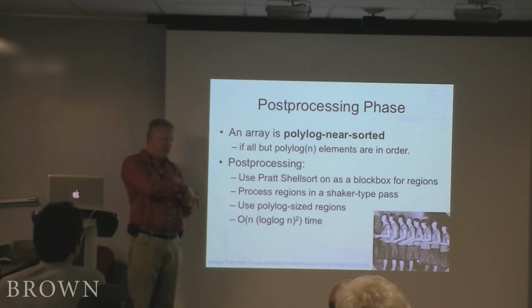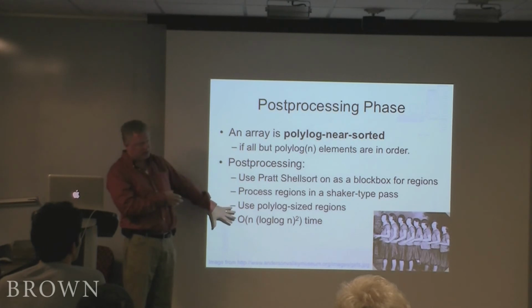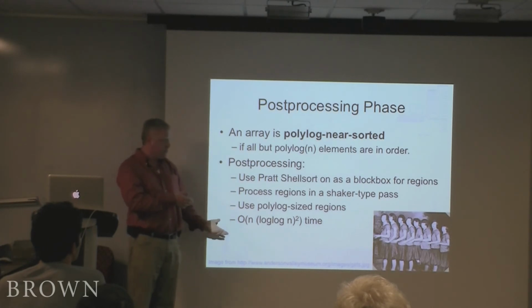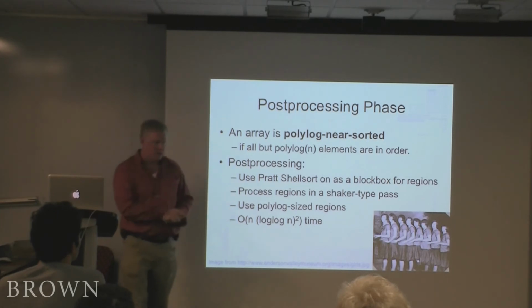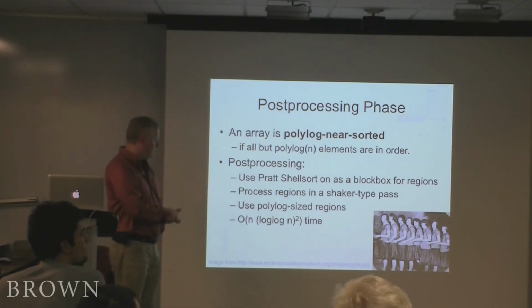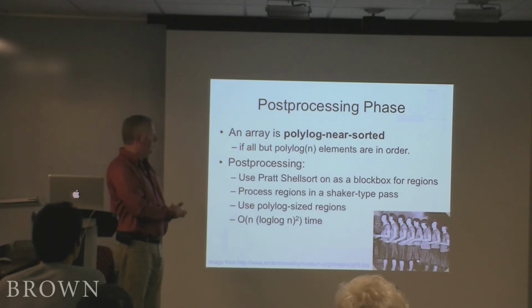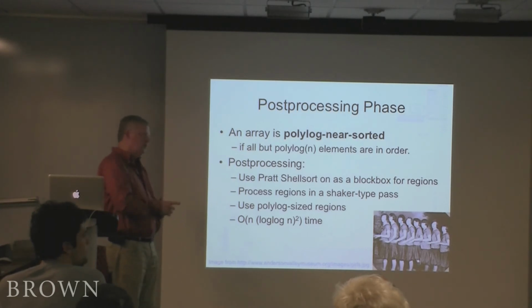When you say for the sake of the proof, you mean experiment? I have a proof of correctness, but in order for this to go through, I'm going to add this post-processing step. I don't think it's needed. In the experiments I did, I never did this, and it's sorted all the time. You conjecture that there's a proof that it works without this step? Yes. How do you determine that all the polylog elements are in order with an oblivious algorithm? You can't determine that.